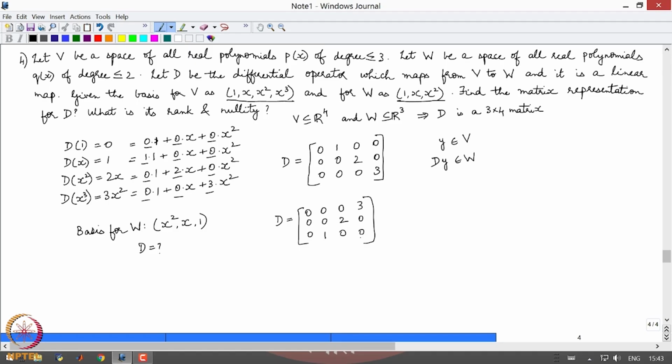So, now finally finding the rank and the nullity. The rank can be at most 3 because it is a 3 by 4 matrix, and you can observe that the rank is 3 because all the 3 rows are independent of each other. So, the rank of D is equal to 3, and if I apply the rank nullity theorem, I will get the nullity of D to be n minus 3, where n is the number of columns, which is 4 in this case. 4 minus 3 is 1.